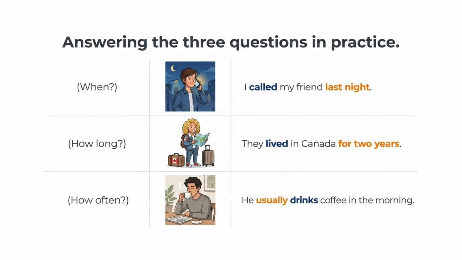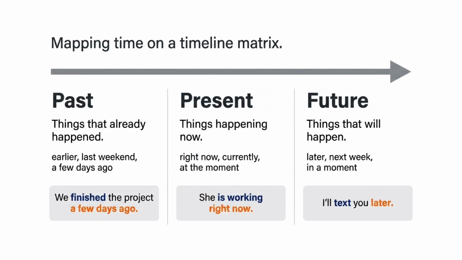For when, you might say, I called my friend last night. Boom, there's your answer. For how long? Maybe something like, they lived in Canada for 2 years. And for how often, you get, he usually drinks coffee in the morning. See how those bolded words just zero in on the time? That's what they do.